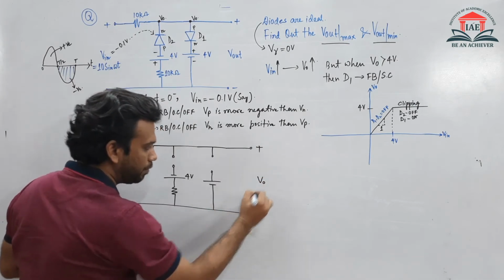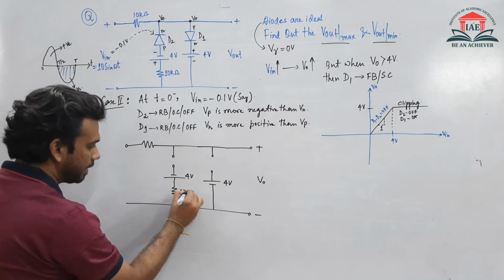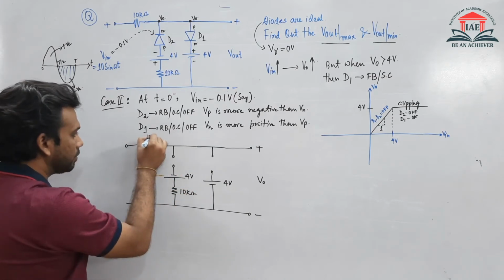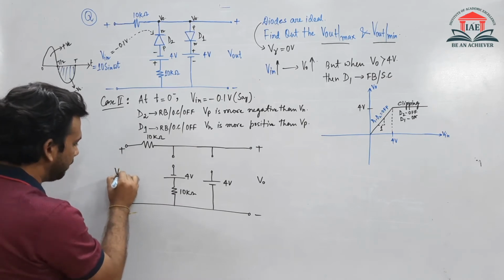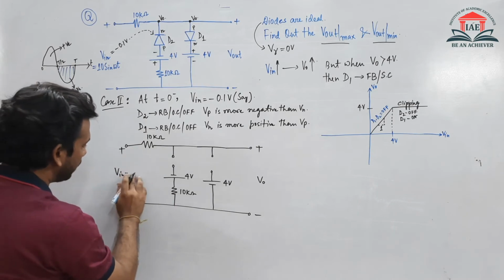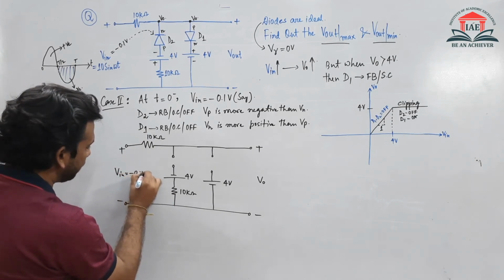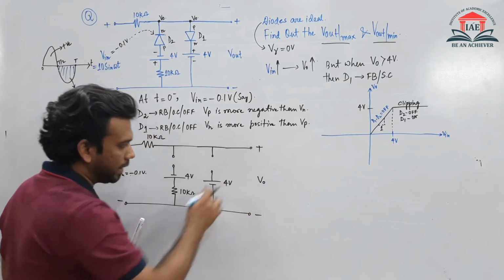So this is the output voltage here. This is 4 volt and this is 10 kilo ohm. This is also 10 kilo ohm. So this is the input voltage right now, V input, which is equals to minus 0.1 volt. Now if I ask you, बोलो कि ये वाला V0 अभी क्या होगा?